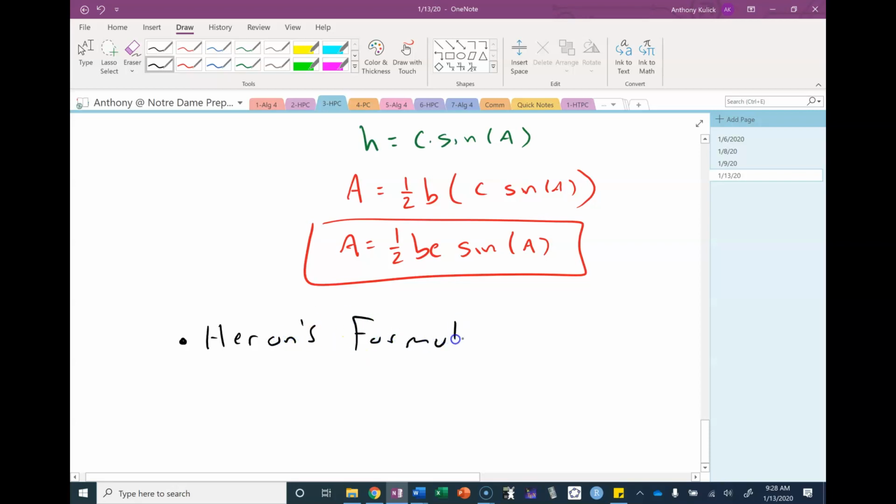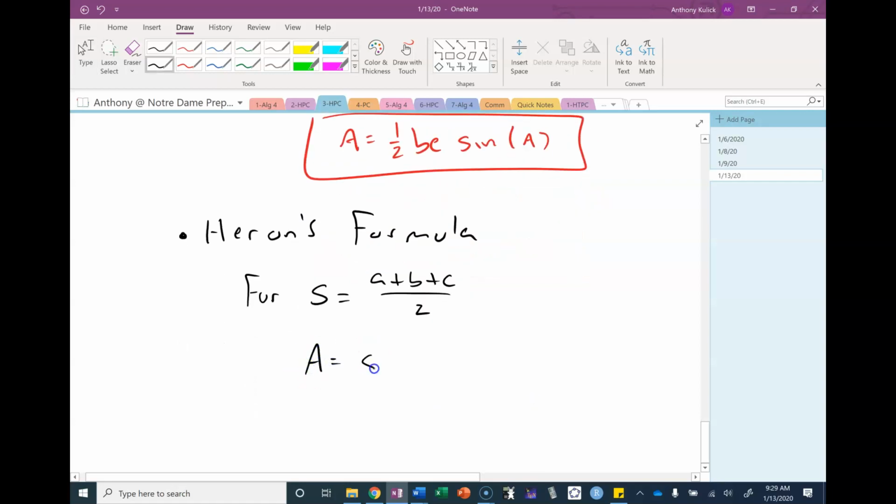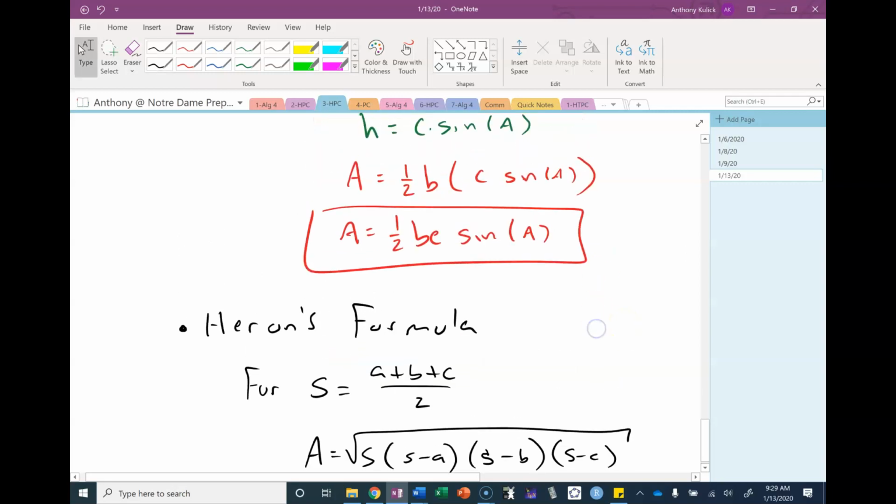The second formula we're going to look at today is called Heron's formula. And it says for S equal to A plus B plus C over 2, the area equals S times S minus A times S minus B times S minus C, all square rooted. We give S a special name. We call it the semi-perimeter.